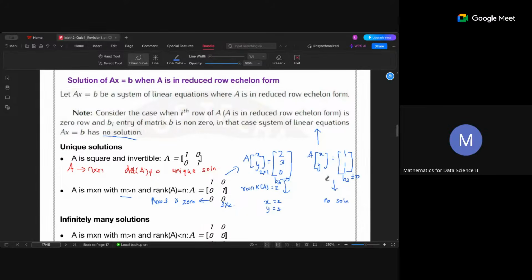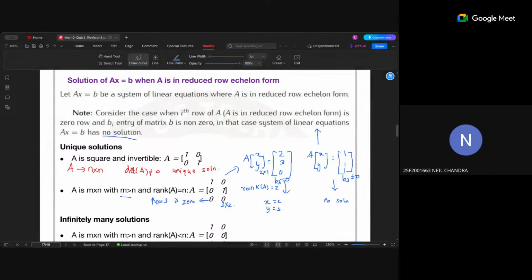See, when we have b3 equal to 0, what happens? Just multiply and see and tell me. What will you get? x is equal to 2, y is equal to 3 is what you are getting, right? Yes, ma'am. Okay. And z can be anything, ma'am. There is no z here. Okay, someone has raised your hand. Ask your question.